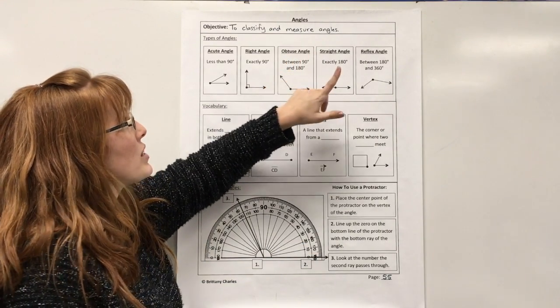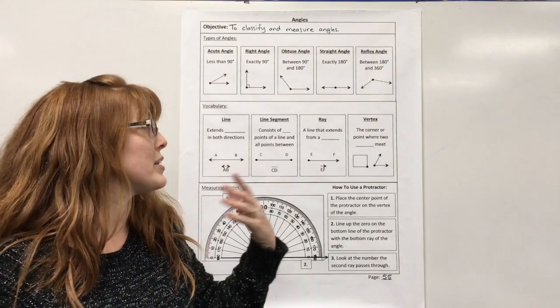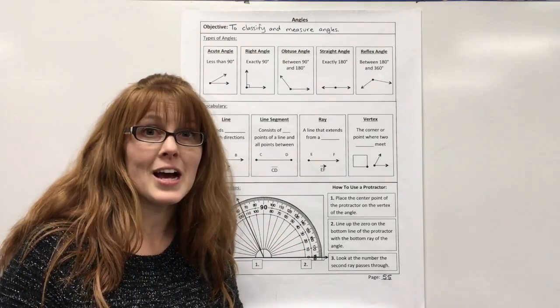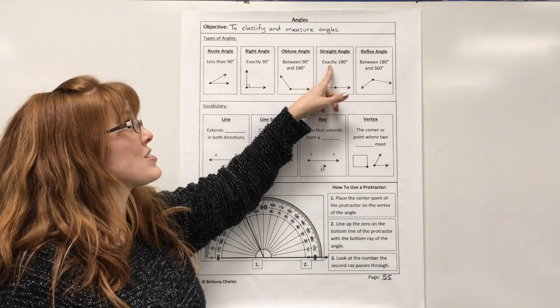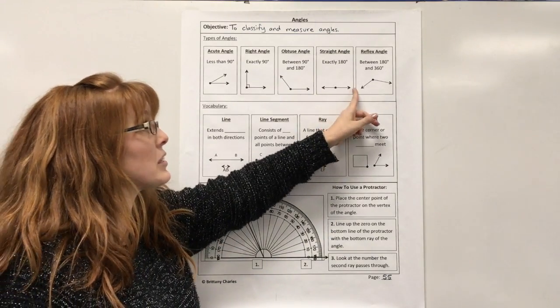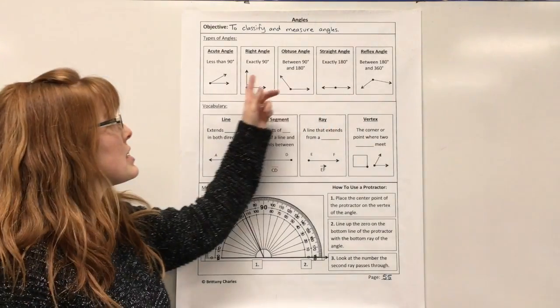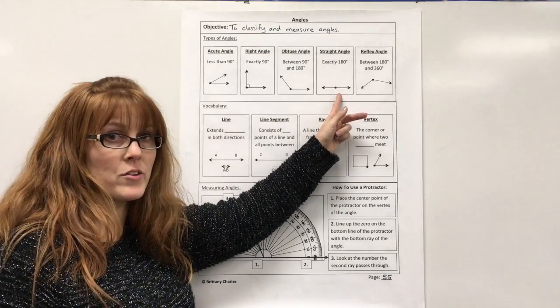Obtuse angle is the next one, and that's anything between 90 and 180 degrees. So 91 or 179, those would be classified as obtuse. All right, next one is a straight angle, which is also just a straight line, and that's exactly 180 degrees. So you can see here, this is exactly only one number, 90, and this is exactly 180.